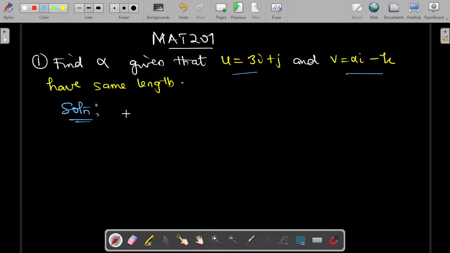So all I need to do is to find the length of u. What will be the length of u? The length of u, by what we said yesterday, is going to be the square root of 3 squared plus, what's the coefficient of j here? The coefficient of j there is 1. So that's going to be 3 squared plus 1 squared, and 3 squared is 9 and 1 squared is 1. So that's going to be the square root of 10.